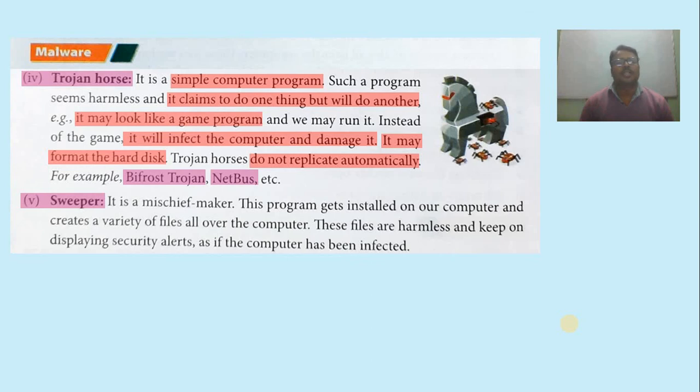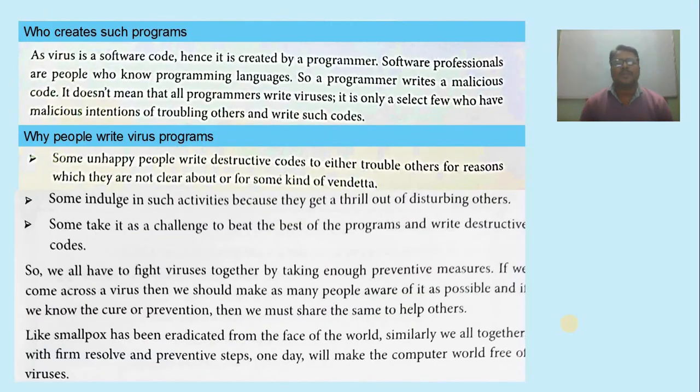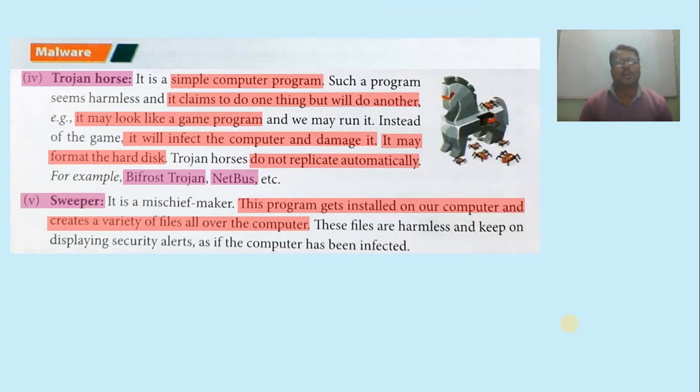Sweeper is also installed in a computer, and it creates a variety of files over the computer, so that more files are created automatically. Okay, so that is all about malware.